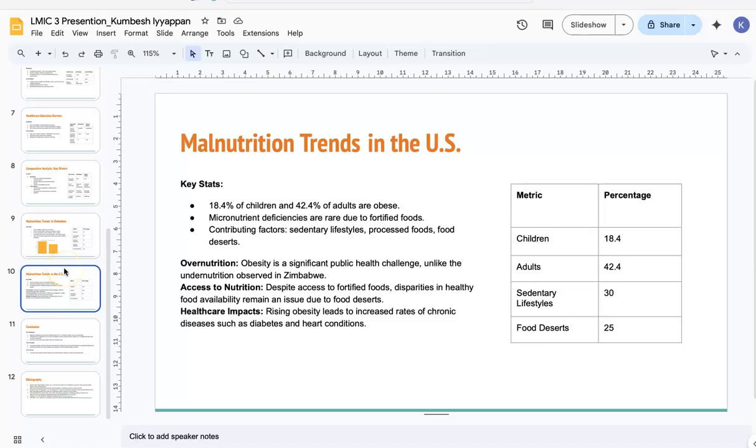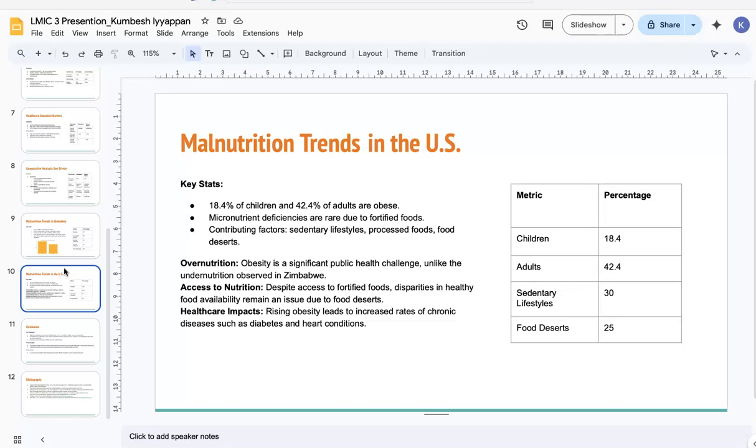As we are doing a comparison with the current country of residence, malnutrition is not an issue in the country, but obesity is a very alarming issue. 18.4% of children and 42.4% of adults are obese in the country. Micronutrient deficiencies are rare due to fortified food in the country. The US deals with overnutrition, where obesity is a significant public health challenge, unlike the undernutrition observed in Zimbabwe.